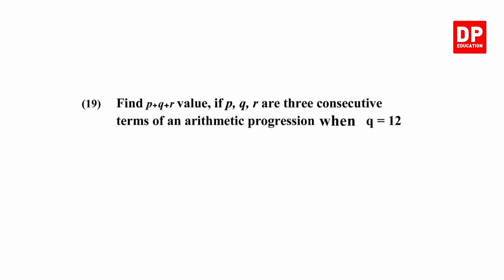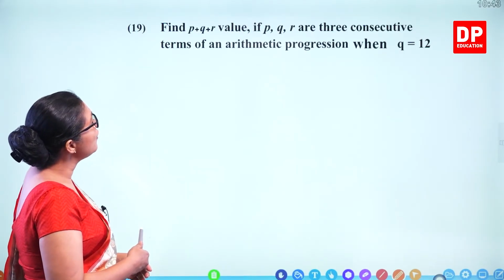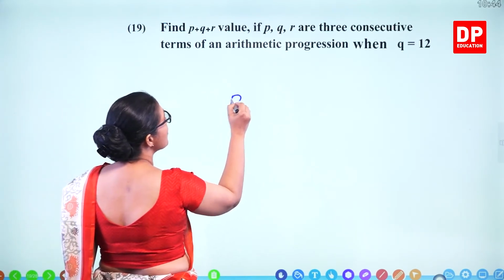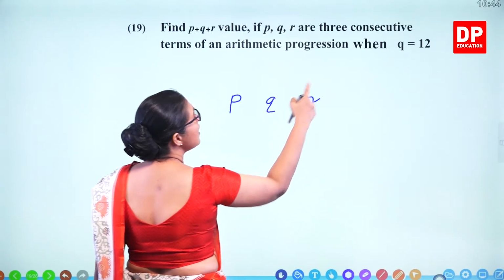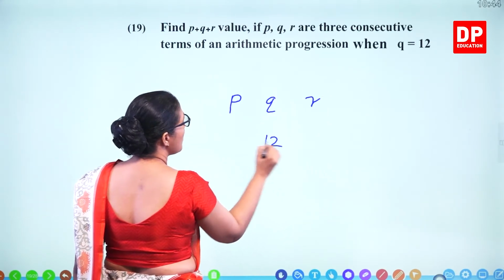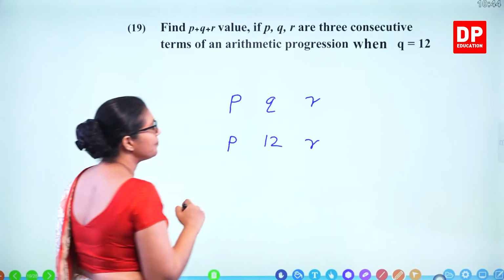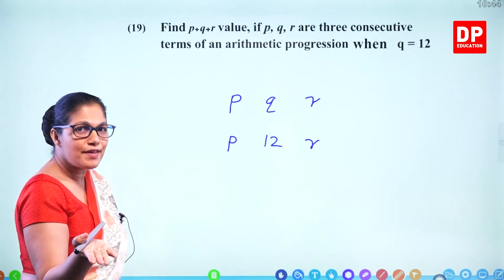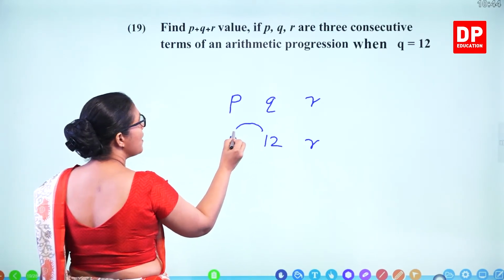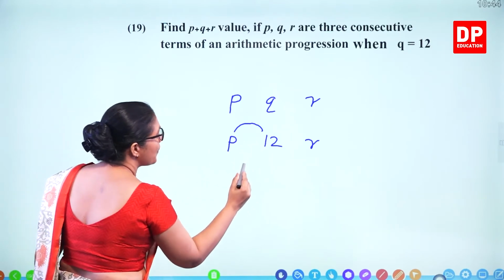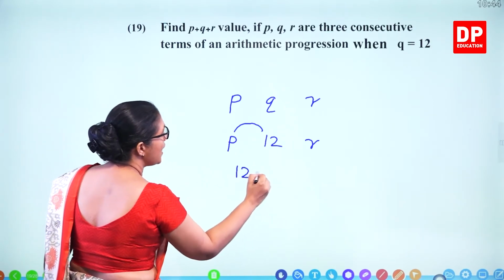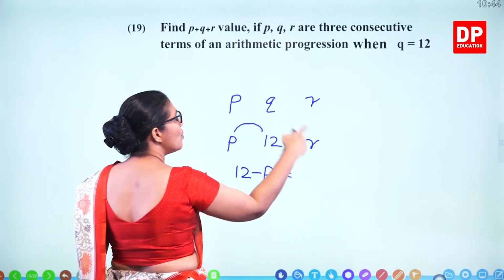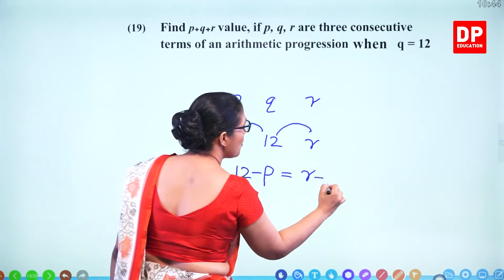Question number 19. Find P plus Q plus R value if P, Q, R are 3 consecutive terms of an arithmetic progression, and Q is given 12. So P, 12, R. Right. So if this is arithmetic progression, the common difference is the same. So how do you find the common difference from this? 12 minus P should be equal to R minus 12.